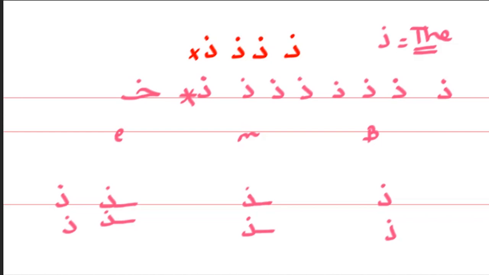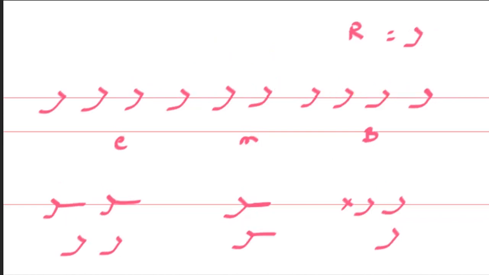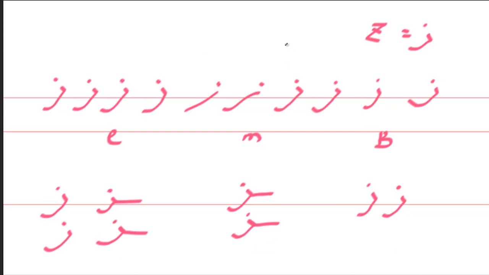So let's draw a guideline. Only here. It connects only to this side. So if you want to connect it, it only connects to the right side. Dal. Next one is ra. Ra is this. Ra. Curve, a bit like this. Ra. Next one is zain, so the same as ra, but with a dot on top. Zain. Z.